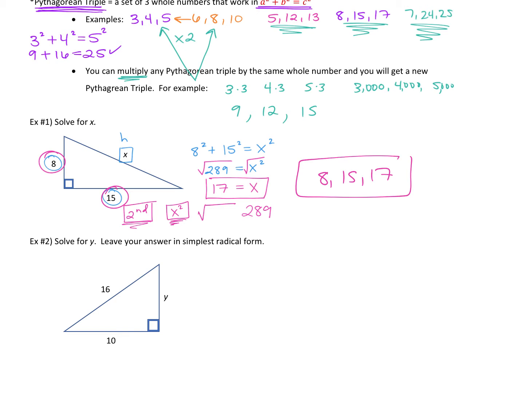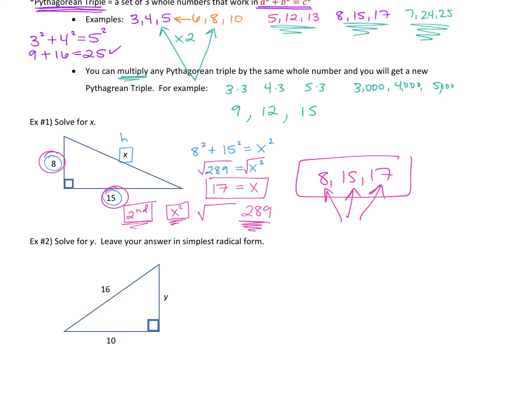So sometimes it's gonna work out beautifully like that. Other times you're gonna have to put it into simplest radical form, and that's where we break it down. We did that last chapter a few times, right? With 7-4 especially. So just keep that in mind. If you get 3 whole numbers that work in the Pythagorean theorem, you get a Pythagorean triple. If you need to break this down into simplest radical form, you can do that too.